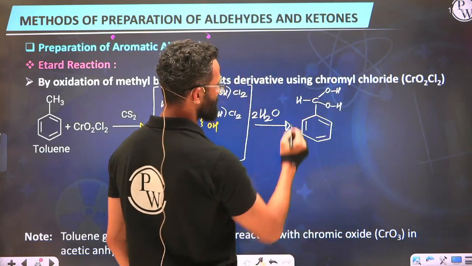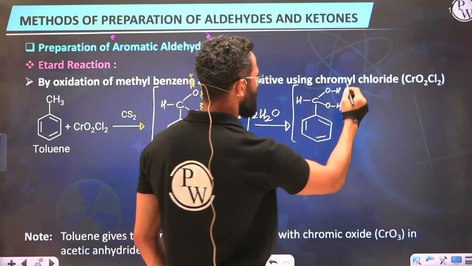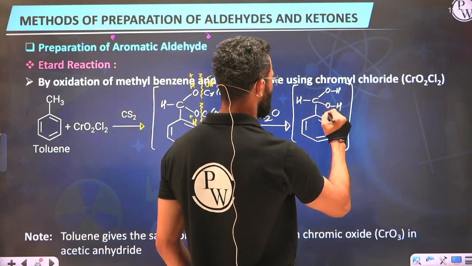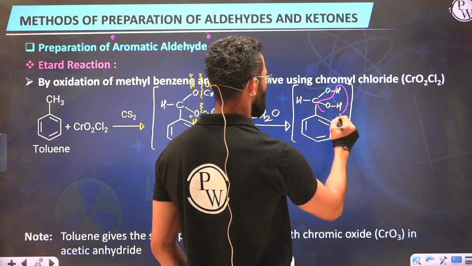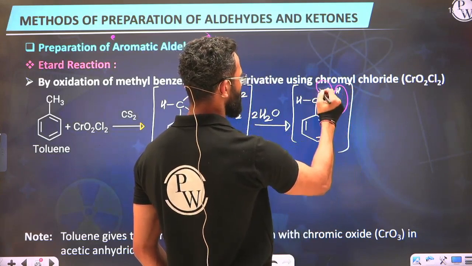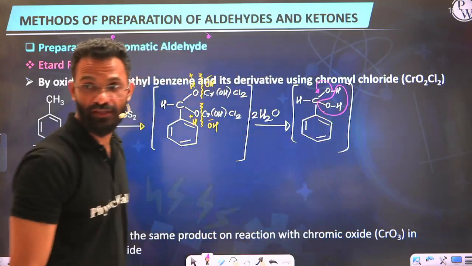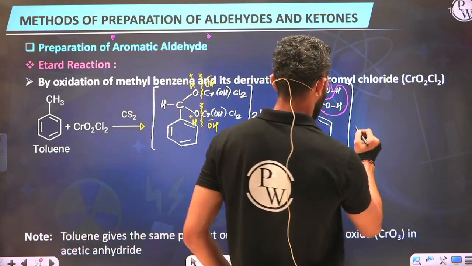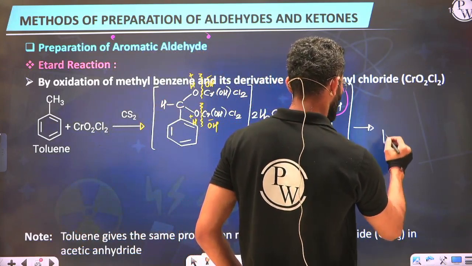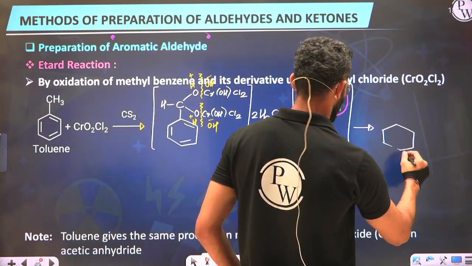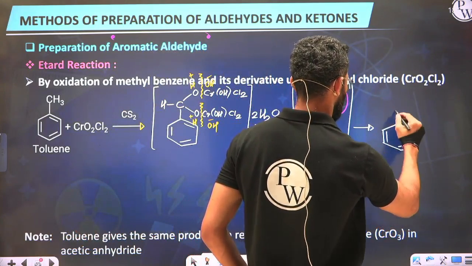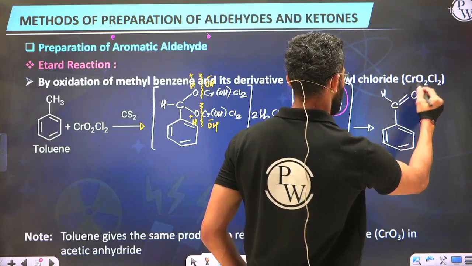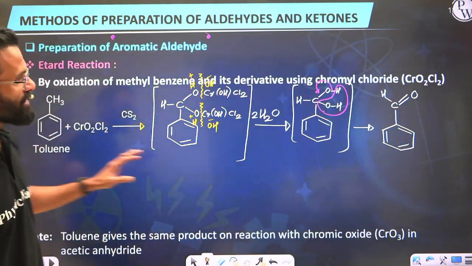Two OHs at the same carbon also make the compound highly unstable, and such an unstable compound immediately undergoes elimination of water. So let's say from here, I am eliminating a water. The sigma bond between O and H delocalizes between C and O. So what are we getting? C double bond O, H. So we have benzene, C, H, double bond O. That's how we converted toluene into benzaldehyde.